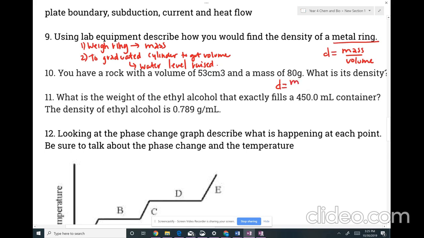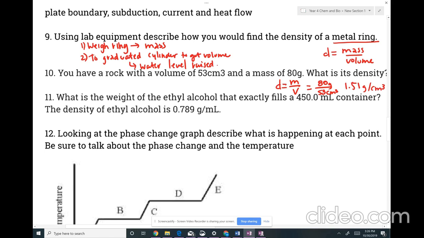So D is equal to M over V. My mass is 80 in this case, and my volume is 53 centimeters cubed. I divide those. Super simple: 80 over 53, and I should get 1 point something. So I should get 1.51 grams per centimeter cubed.